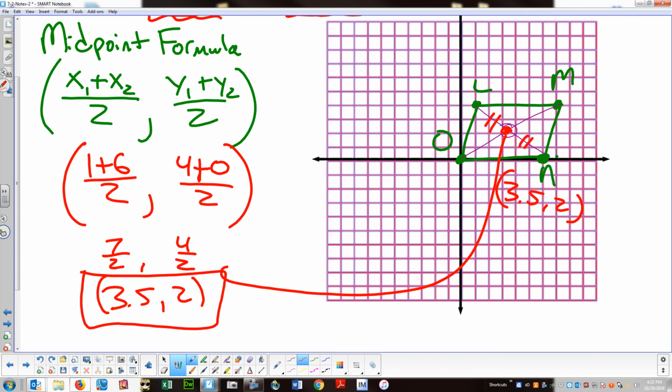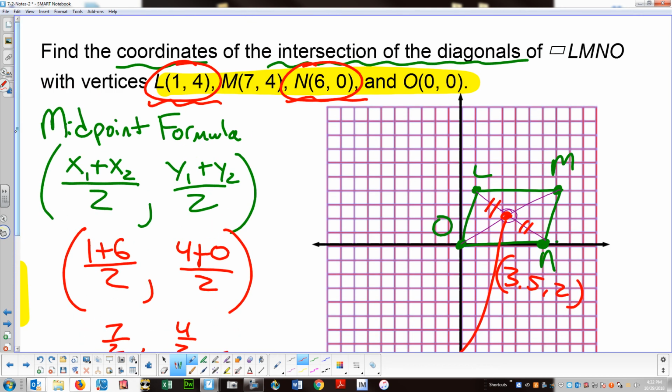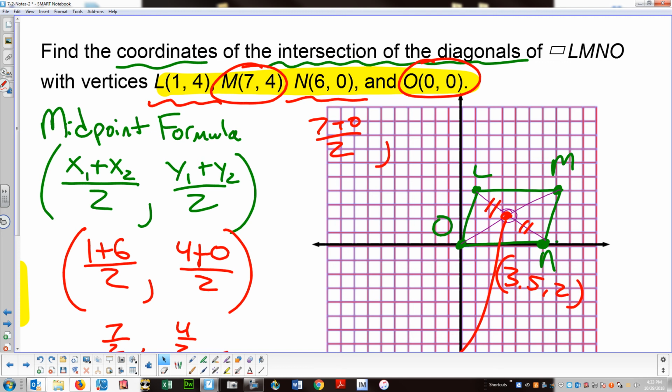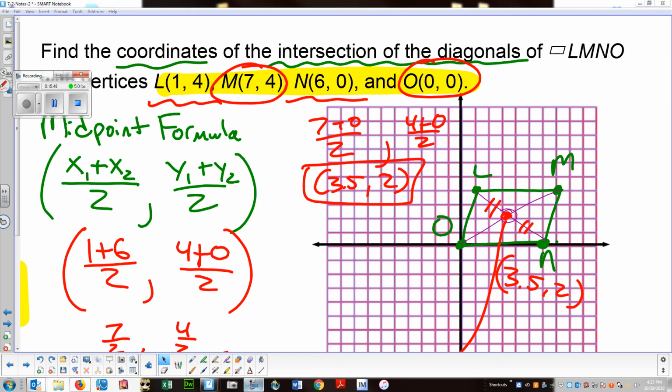And we can check the other way too, and we'll see if that's true. Let's do that real quickly. Let's go ahead and look at these two. Okay, hopefully you have one of these. All right, so we're going to take these two. Let's take 7 plus 0 divided by 2, and 4 plus 0 divided by 2. And that's going to give us 3.5 and 2 again. Okay, same midpoints. So the midpoint's at 3.5, 2. All right, great job. So almost there.